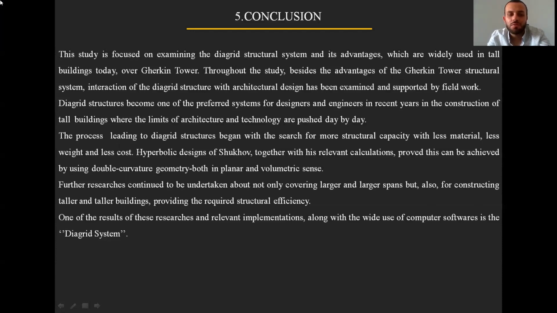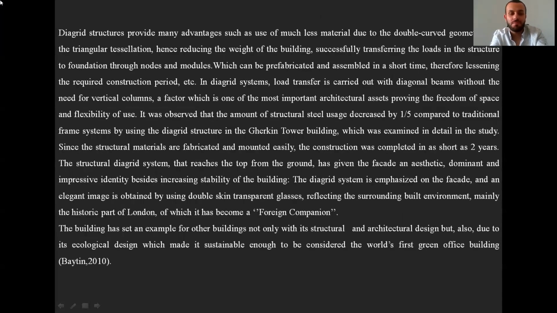One of the results of these researches and relevant implementations, along with the wide use of computer software, is the Diagrid structural system. Diagrid structures provide many advantages such as the use of much less material due to the double curved geometry and the triangular tessellation, hence reducing the weight of the building, successfully transferring the loads in the structure to the foundation through nodes and models, which can be prefabricated and assembled in short time. Therefore, lessening the required construction period, etc.